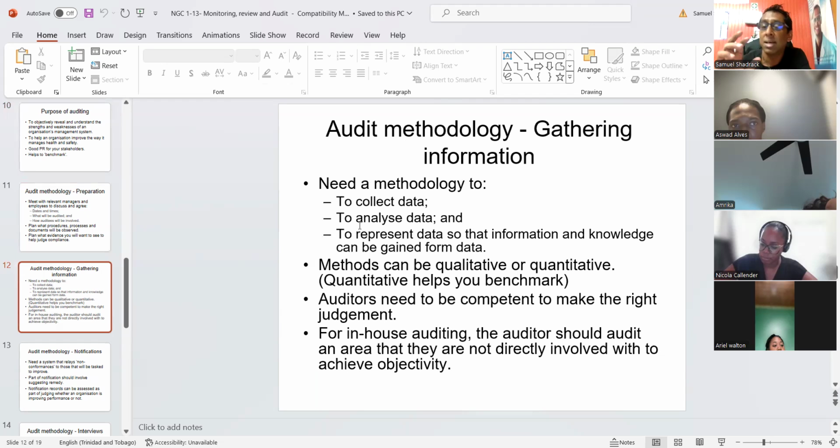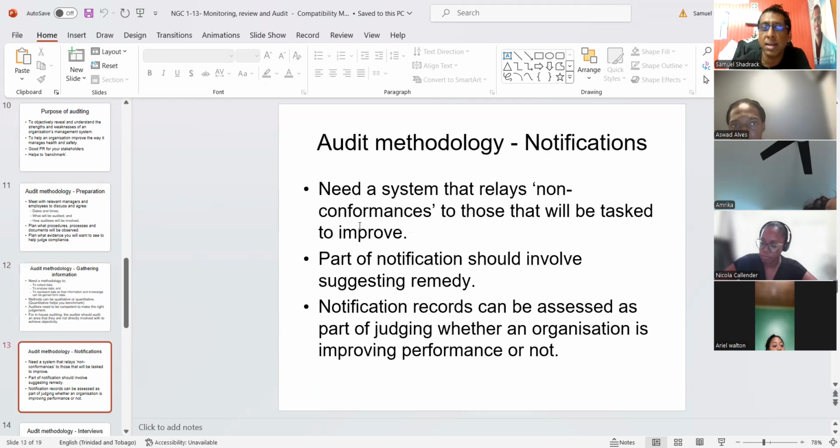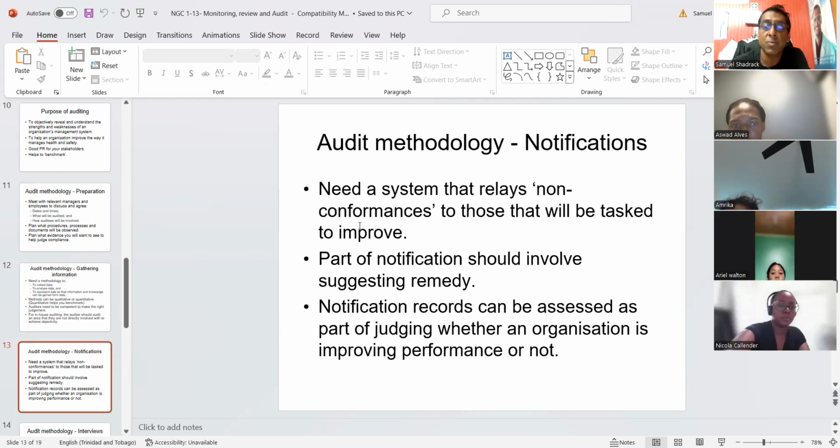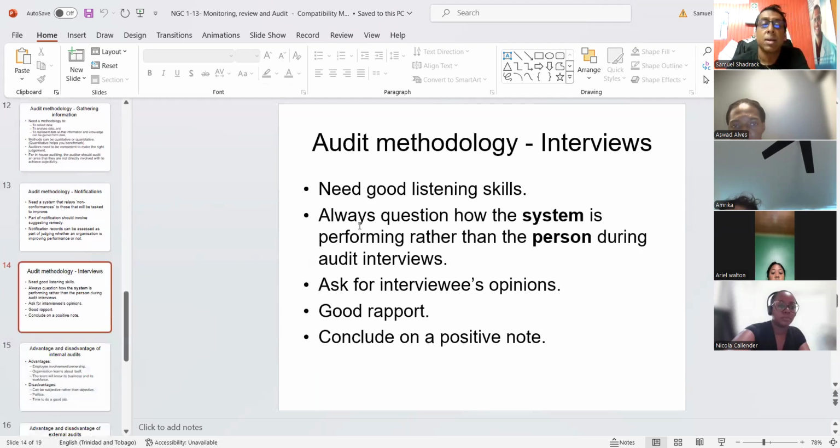But I'll move on because there's no real question here, right? You need a system that relays non-conformances to those who are to be tasked to improve. Part of notification should involve suggesting a remedy. Notification records can be assessed as part of judging whether an organization is improving performance or not.